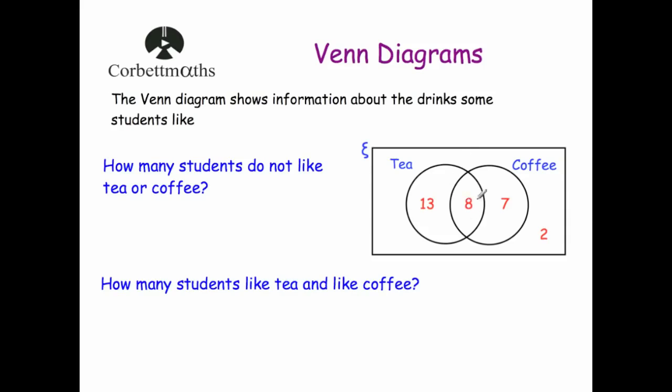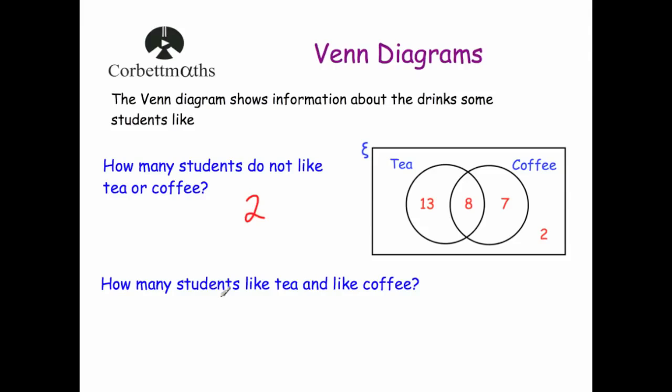So these 8 people like tea and coffee because obviously they're in both circles. These 7 here, they just like coffee, but they don't like tea. And the 2 people outside, well, they don't like tea or coffee. So the first question says, how many students do not like tea or coffee? Well, it's going to be these 2 students here. So that's going to be 2.